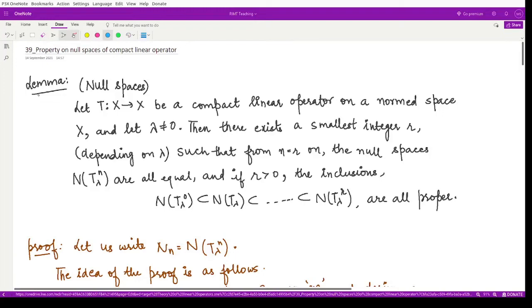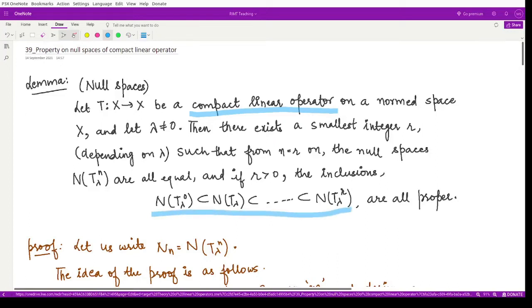The lemma states that whenever we have a compact linear operator T, and we define the operator T_lambda from the normed space X to the same normed space X, where lambda is a non-zero complex number, then there exists a smallest integer r which depends on lambda, such that from the index r onwards the null spaces for the operator T_lambda to the power n are all equal. And if this r is greater than 0, the inclusions before it are all proper.